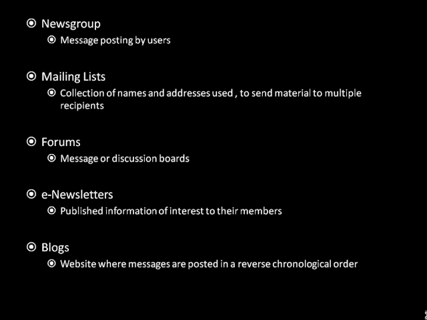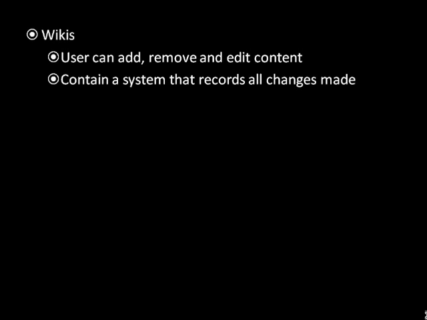Wikis. A wiki is a special kind of website where the user can add, remove, and edit the content, as well as simply visiting the website. Some wikis allow users to modify the website directly, while others require prior registration of the user. Wikis usually contain a system which records all changes made to items so that the page content can be reverted back if need be.